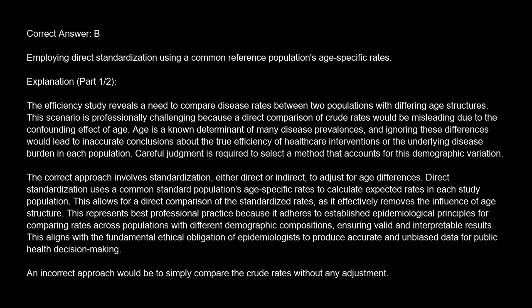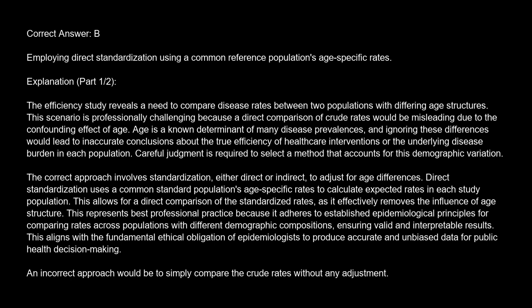Explanation: the efficiency study reveals a need to compare disease rates between two populations with differing age structures. This scenario is professionally challenging because a direct comparison of crude rates would be misleading due to the confounding effect of age. Age is a known determinant of many disease prevalences, and ignoring these differences would lead to inaccurate conclusions about the true efficiency of healthcare interventions or the underlying disease burden in each population. Careful judgment is required to select a method that accounts for this demographic variation.